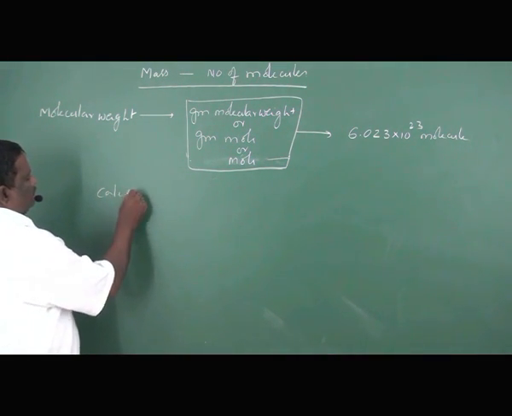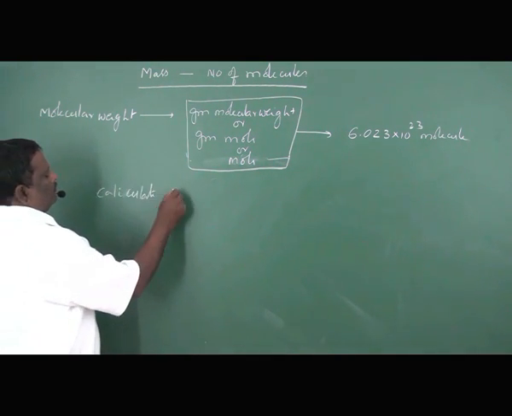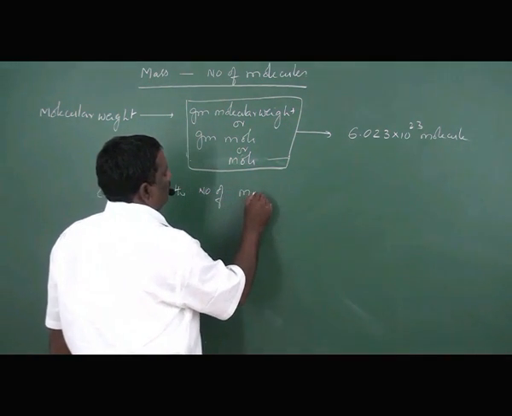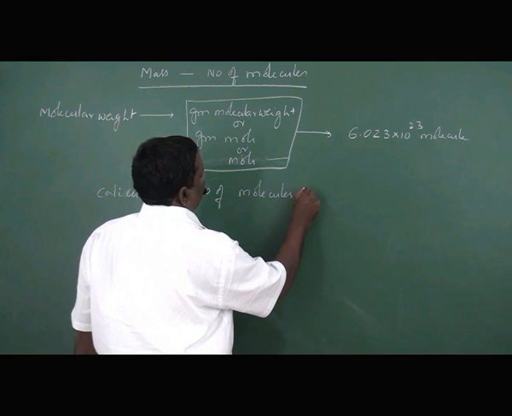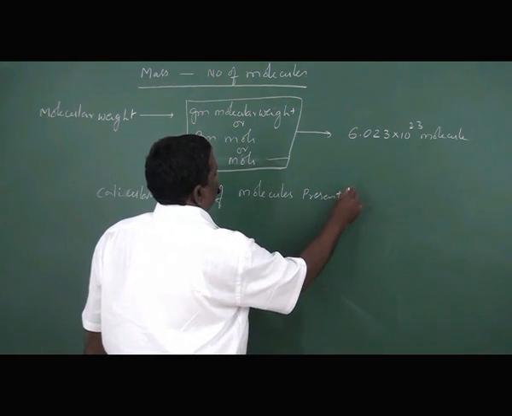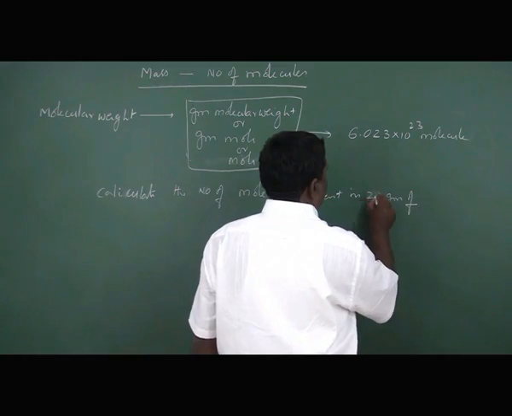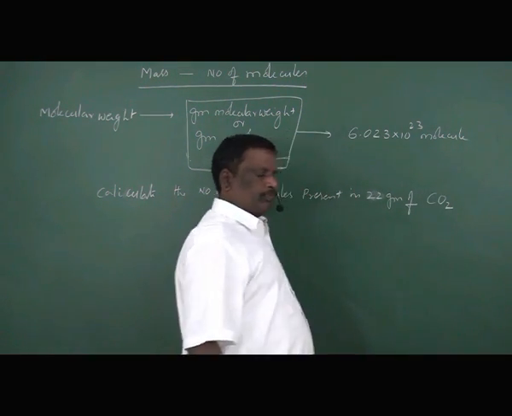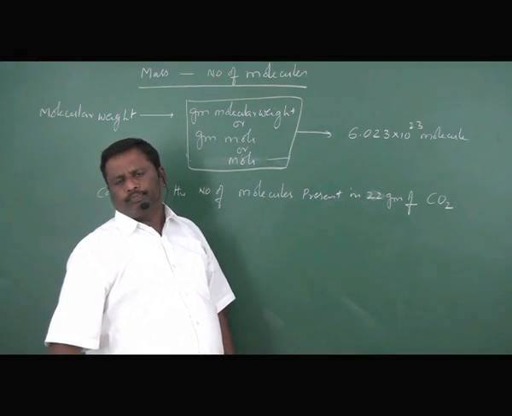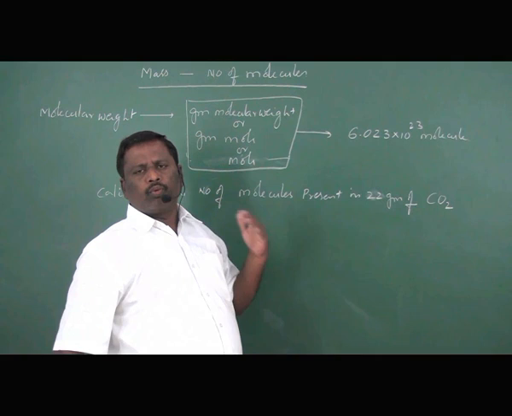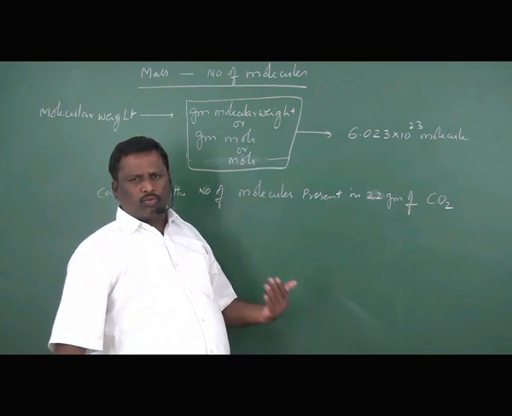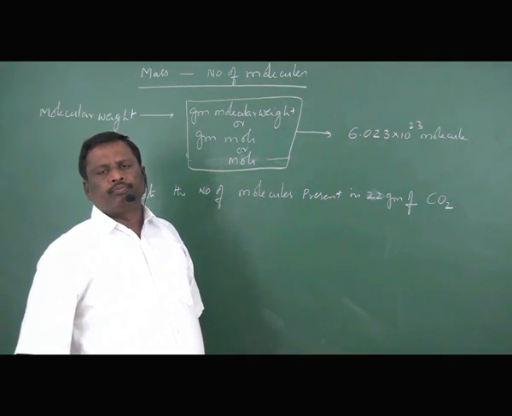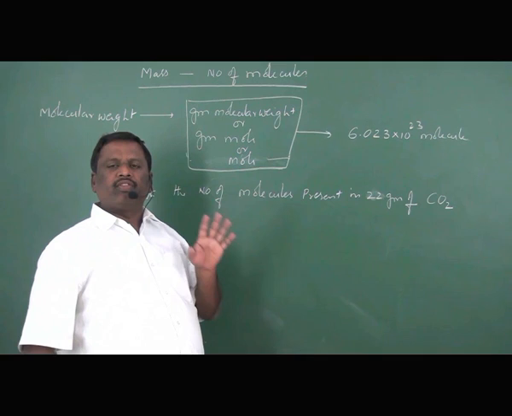Calculate the number of molecules present in 22 grams of CO2. In any problem related to molecular weights, or the number of molecules or the volume, whatever they are asking, the first thing that you have to know is the molecular weight of the substance.